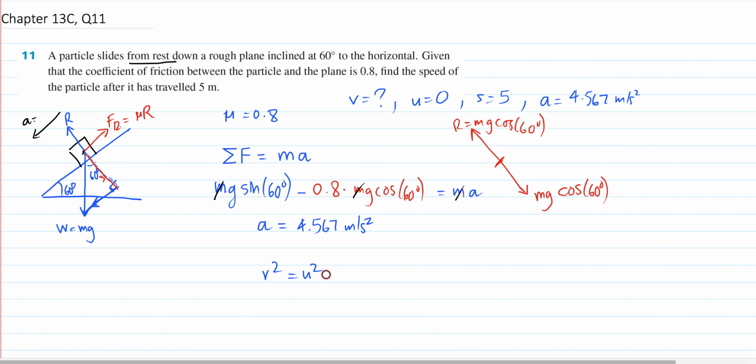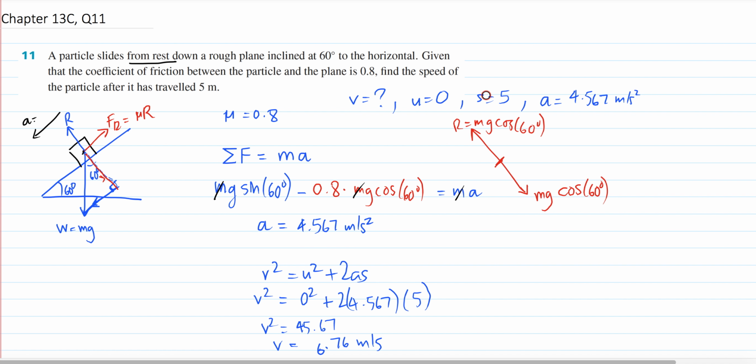v squared equals u squared plus 2as. So we just plug in the numbers. u squared is 0 squared, and 2 multiplied by a, which we just found, 4.567, multiplied by s, it would have traveled 5 meters. So if you solve for v squared, that is 45.67. But if you want to solve for v by itself, the velocity, the speed, then that is equal to 6.76 meters per second. There we go guys. That's how you answer this question.